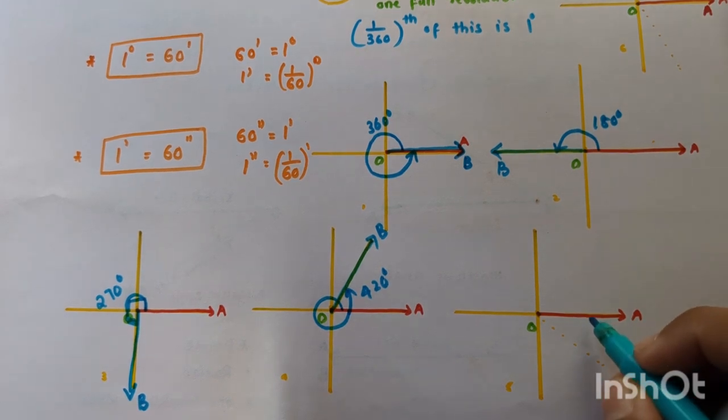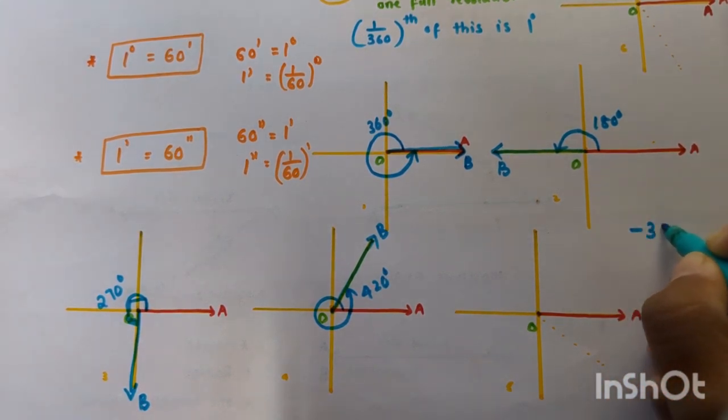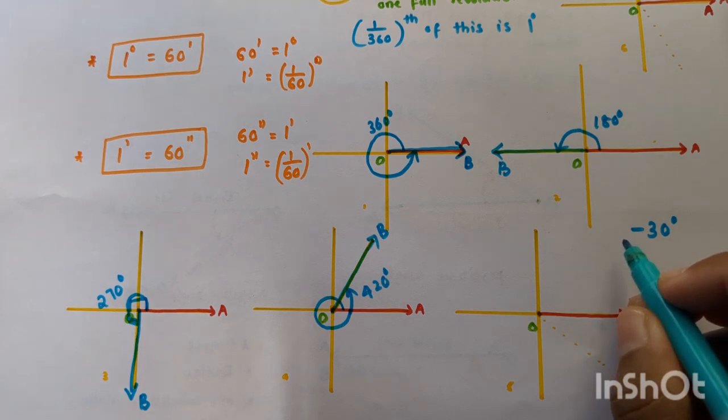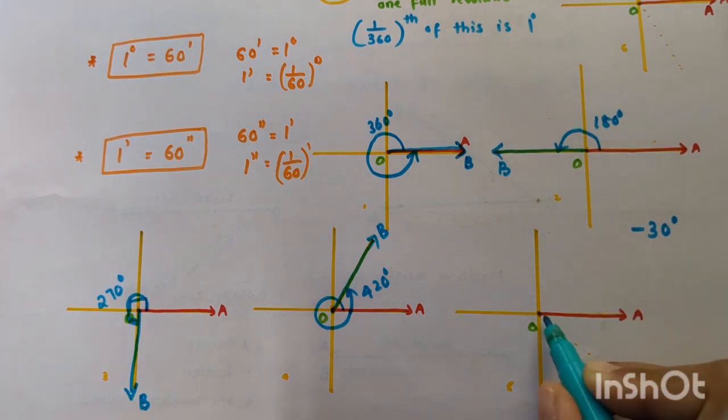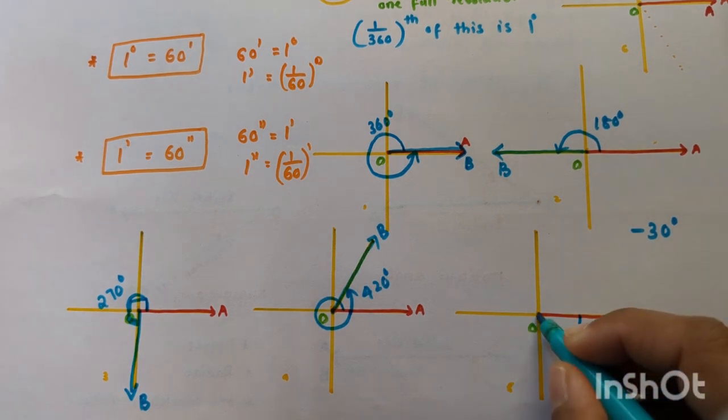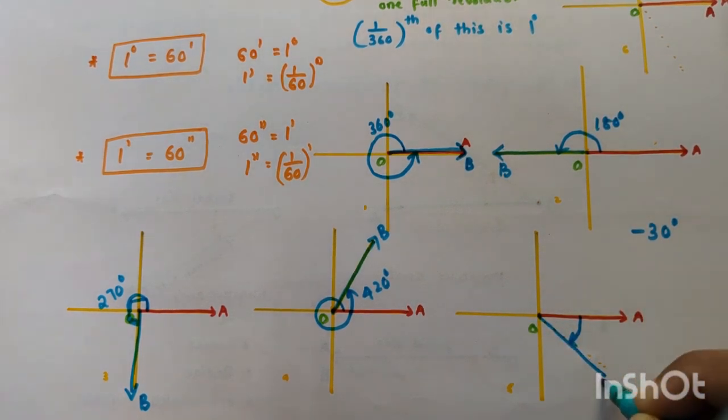Now if you consider minus 30 degree, so negative angle, the angle should be measured in the clockwise direction. So this is the initial side, then clockwise rotation. Suppose the terminal side is here after 30 degree rotation. So the angle corresponding to this is minus 30 degree.